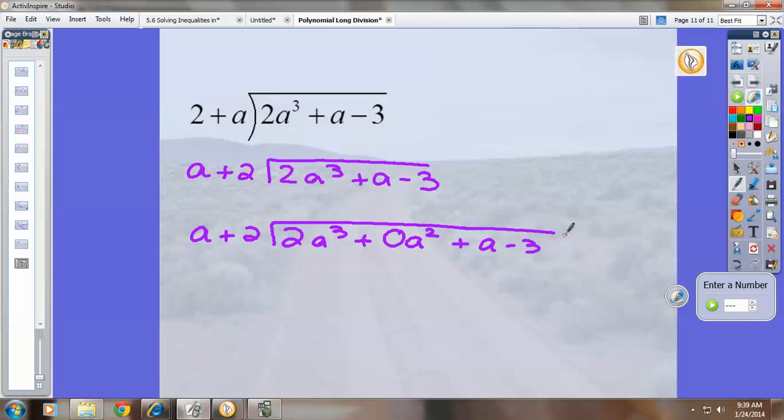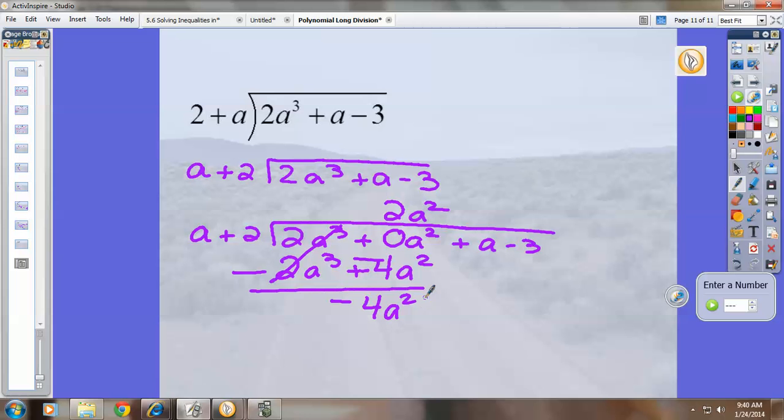So then let's multiply. 2a cubed divided by a is 2a squared, so it's right above our like term, 2a squared. Now multiply. 2a squared times a is 2a cubed. 2a squared times 2 is 4a squared. After we multiply, we subtract. The a cubes are going to cancel out. 0a squared minus 4a squared is negative 4a squared. Then we bring down that next term.